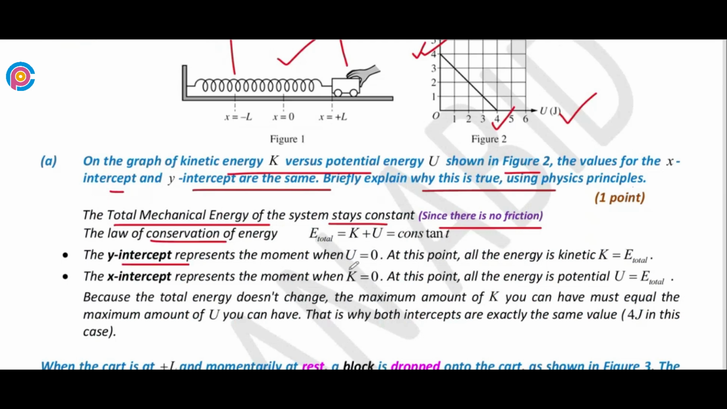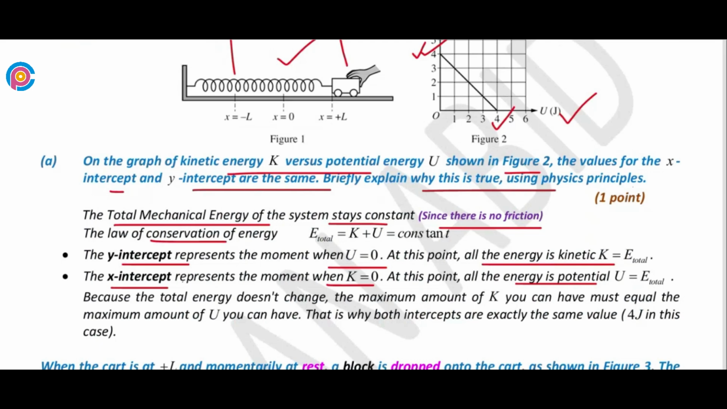The y-intercept represents the moment when U is equal to 0. At this moment, all of the energy is kinetic energy. This happens when the cart system is passing through the equilibrium position, x equal to 0. The x-intercept represents the moment when K is equal to 0. At this point, all of the energy is potential energy. So at that moment, kinetic energy is 0.